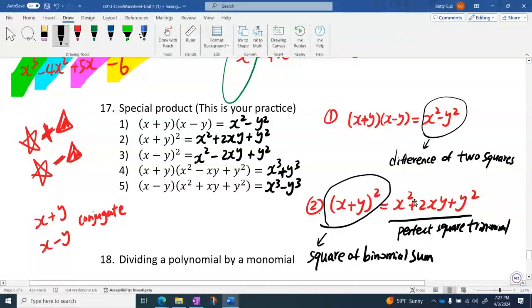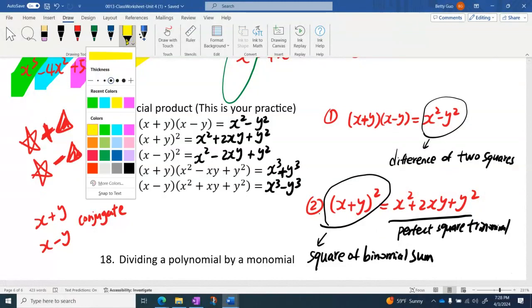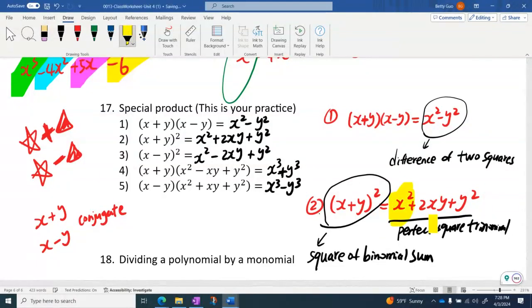What does a perfect square trinomial look like? Firstly, it is a trinomial, right? 1, 2, 3, three terms. A perfect square trinomial has the first term and the last term both being squares. Let me highlight. Let's use yellow this time. This is a perfect square. This is a perfect square as well. The first perfect square has base x, and the second perfect square has base y. And in the middle, it happens to be twice the product of the two bases. Very, very symmetric.